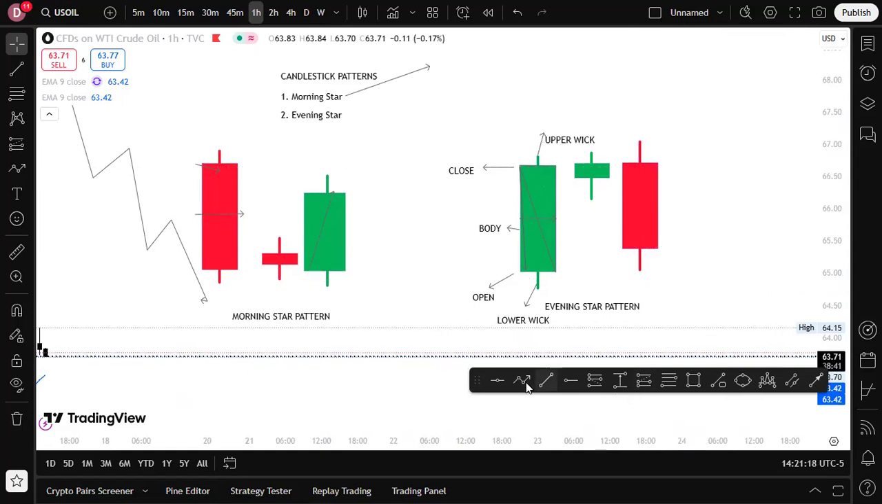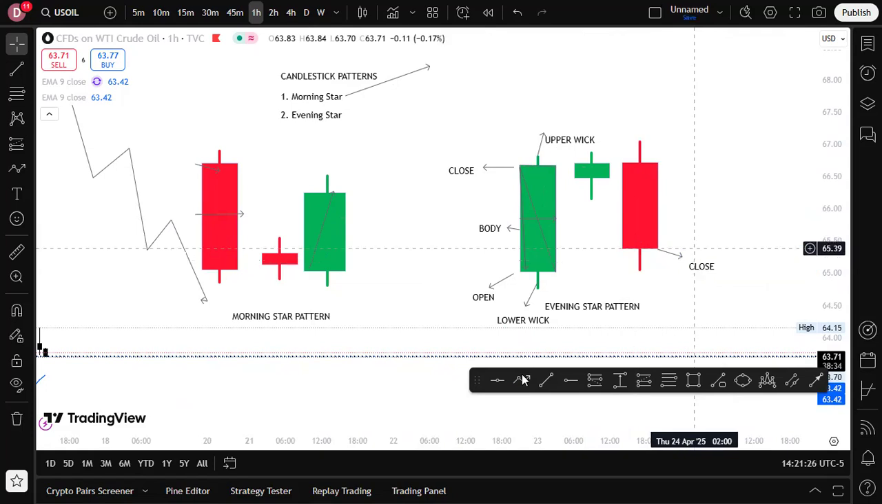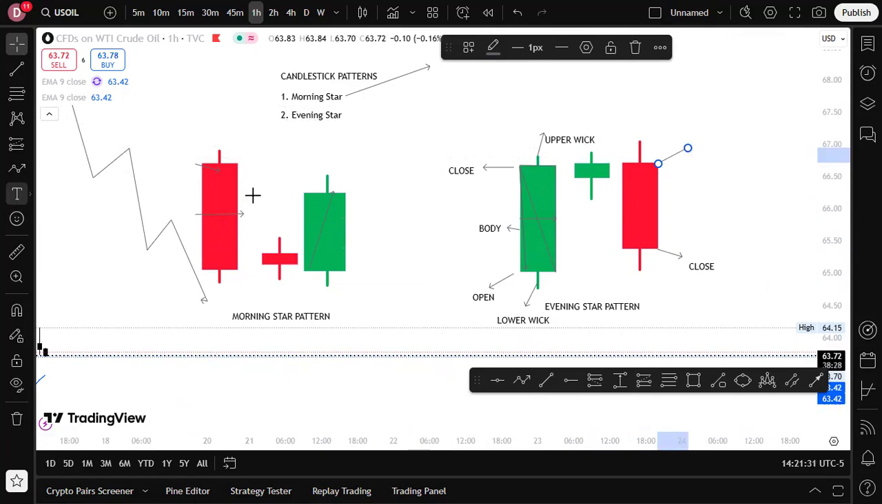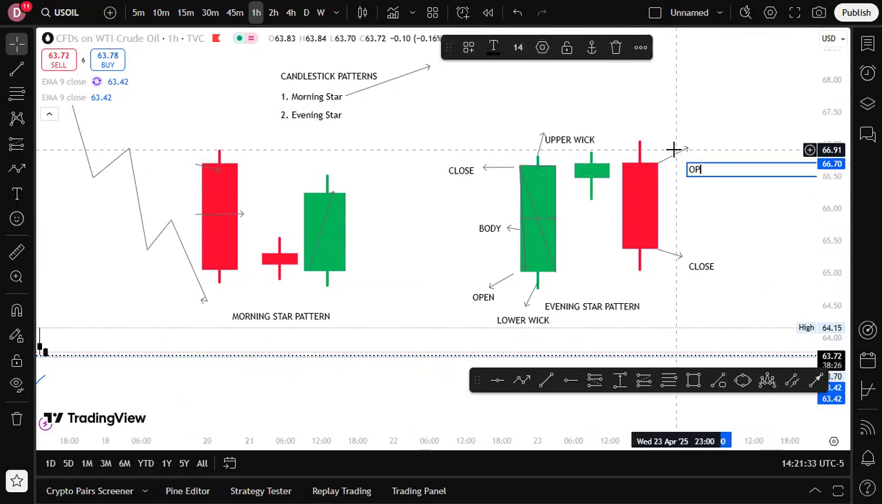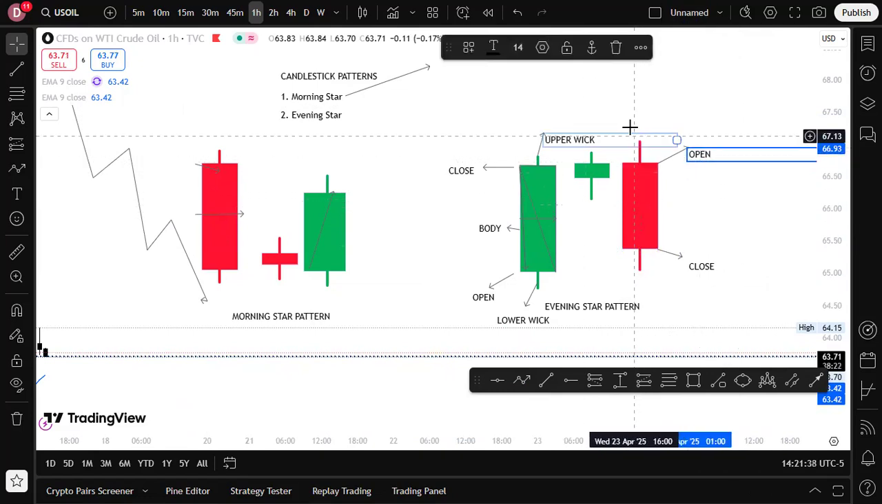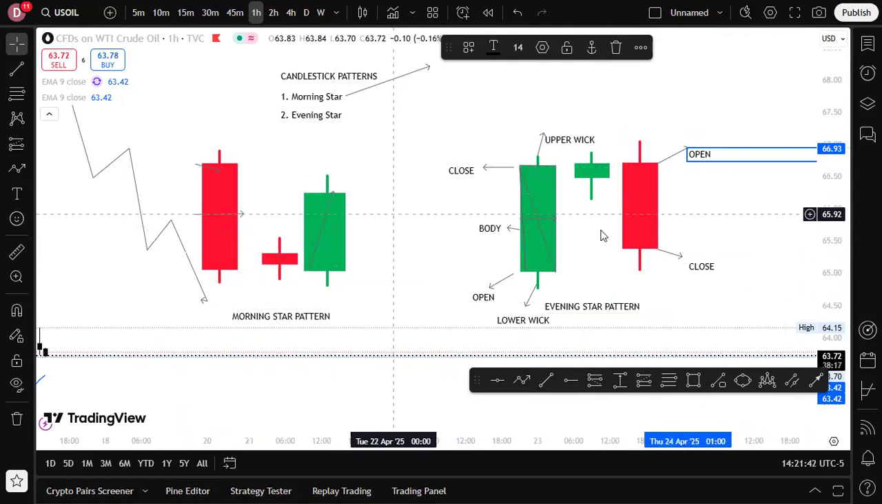This is our close point for a bearish candle. This is where we close, right? And this is our open price, this is where we open. So the same thing applies. This is the body of the candle, and these are the wicks, the upper wick and the lower wick.